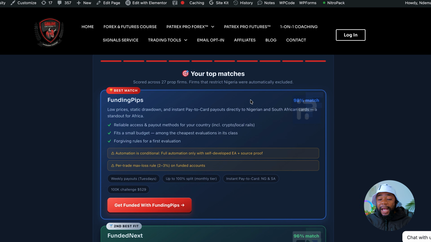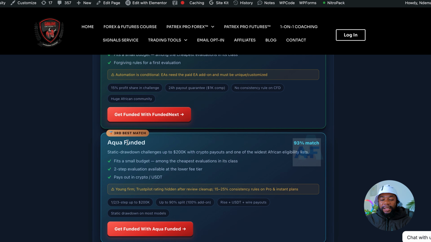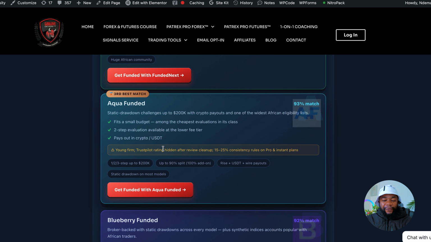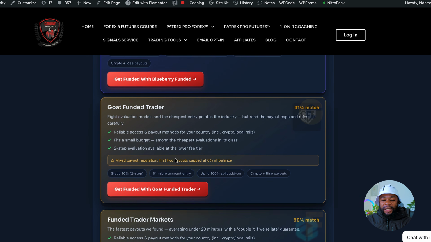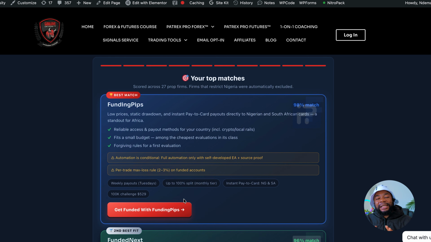in the entire space. And the number one matching one on our list is Funding Pips. Best match, Funding Pips. You go down, second best match, FundedNext. Come here, third best match, Aqua Funded, Blueberry Funded, Gold Funded. This means someone who is in Nigeria and is a day trader, who wants to be able to trade with bots sometimes, and doesn't want to trade the news, based on the filters we selected. This is a prop firm that's going to accept you without any problem.